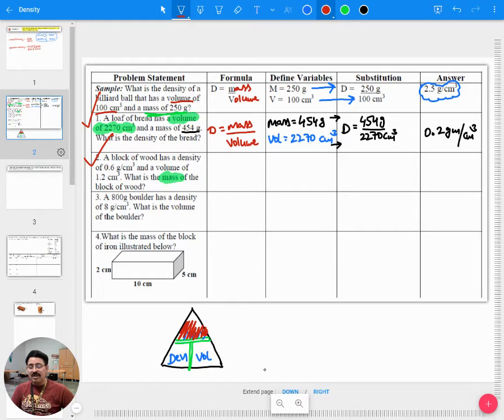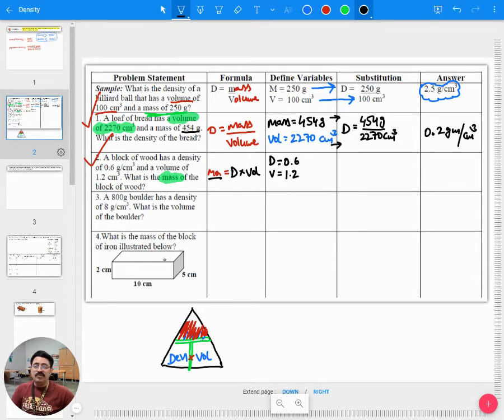Density and volume are occurring side by side, so you have to multiply them. Therefore, mass equals, I'm writing m a, here it is density times volume. Well, let me copy the information. A block of wood has a density of 0.6 grams per cubic centimeter and volume equals 1.2 cubic centimeters.